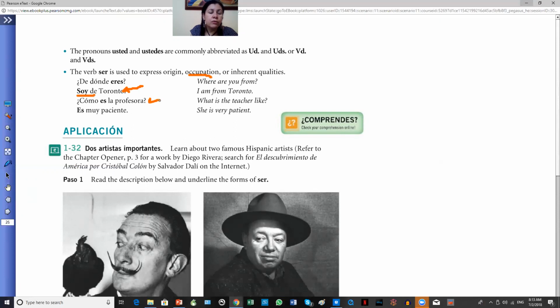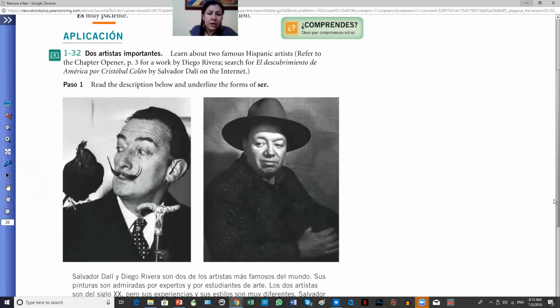Now another case in which we use ser is occupation. See? Soy profesora, ¿cómo es la profesora? Ustedes son estudiantes. Or to describe inherited qualities as es muy paciente. ¿Sí? Es muy paciente. Here, in this passage, we have the first longest reading that you will be having in this class.